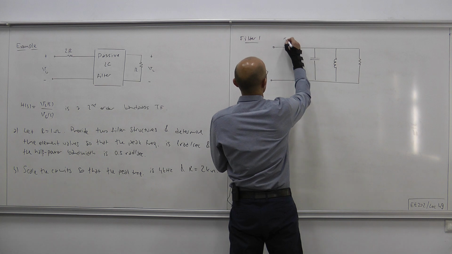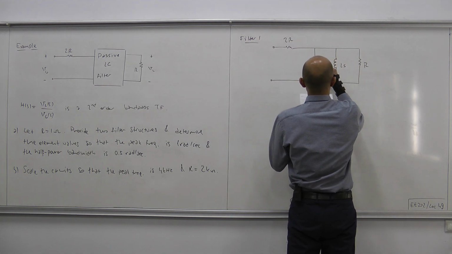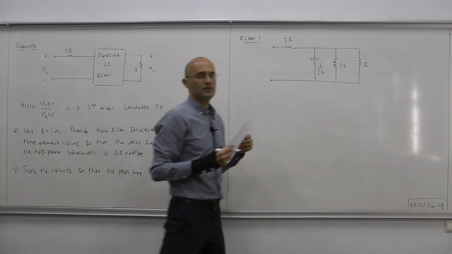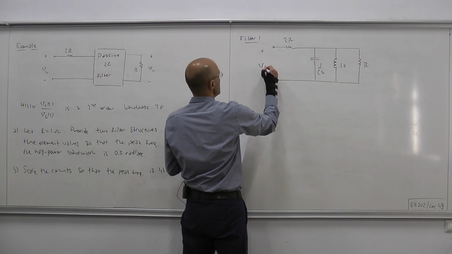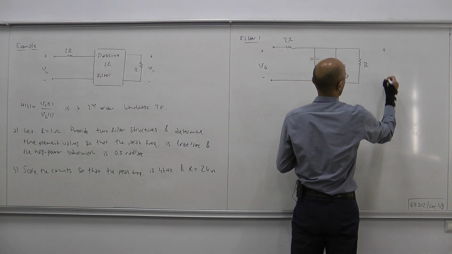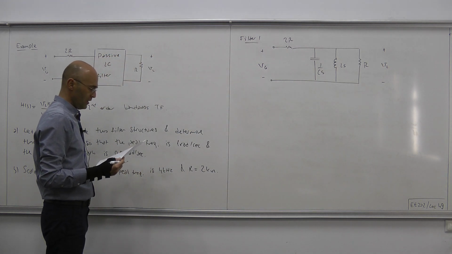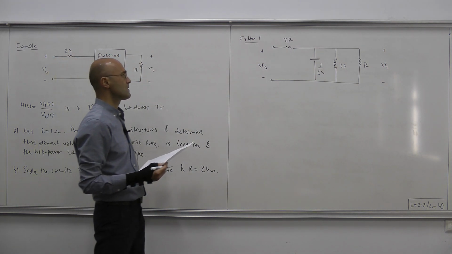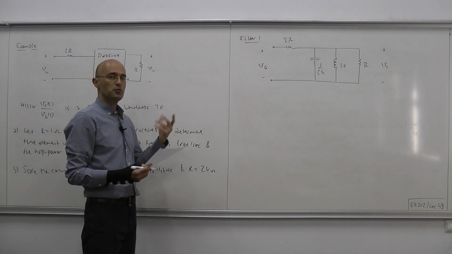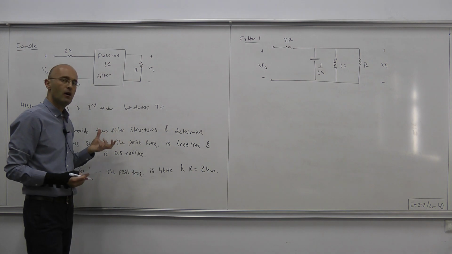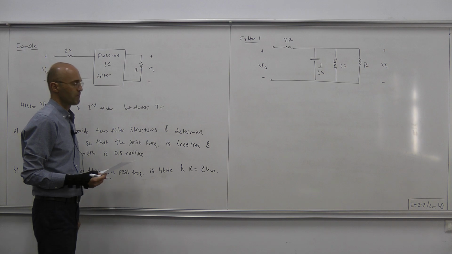So here we have 2R, this is R, LS and 1/CS, the impedances, plus minus VG, and this is where we collect the output, VL. Now let's obtain the transfer function for that topology, and once we have the transfer function we can apply our design constraints and figure out what we need to figure out.